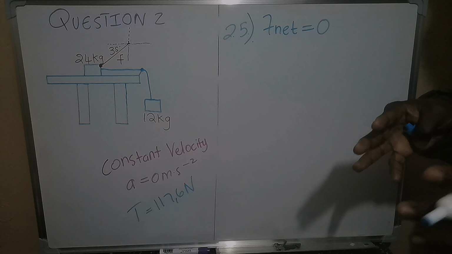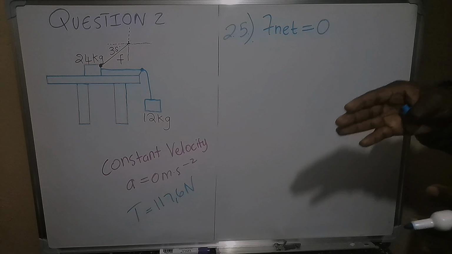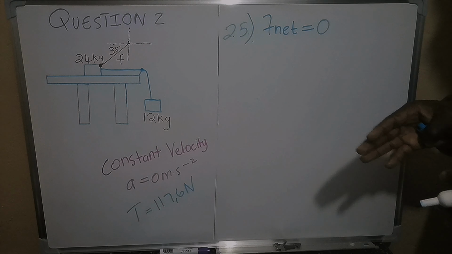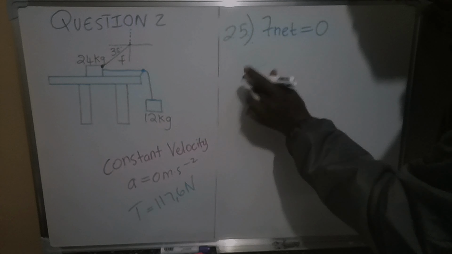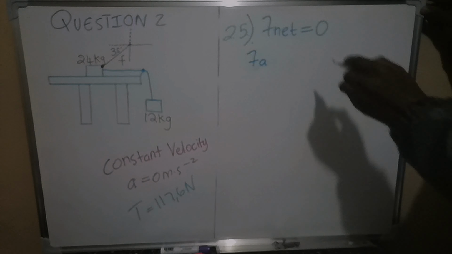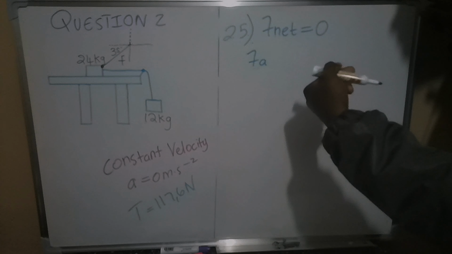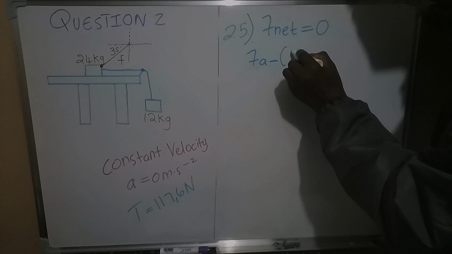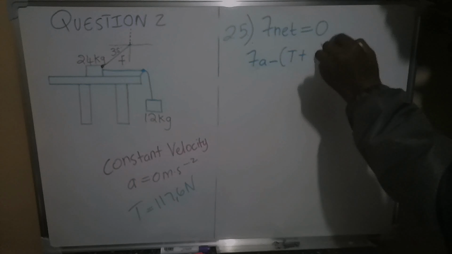Therefore, let me start by writing all the forces acting on the 24 kg block. Remember, we have just drawn our free body diagram of the 24 kg block. So from that free body diagram, I'm going to take what is needed. So we know that Fnet, not Fnet, force applied, minus, remember, it acts opposite, minus tension force plus, what's that one?